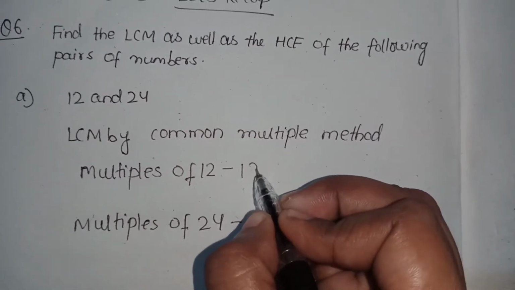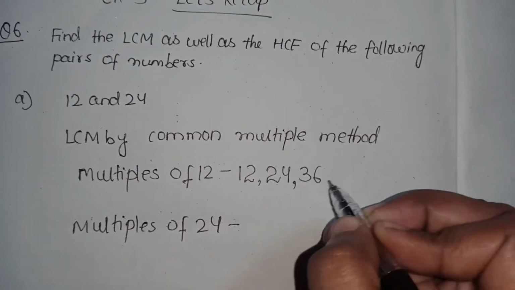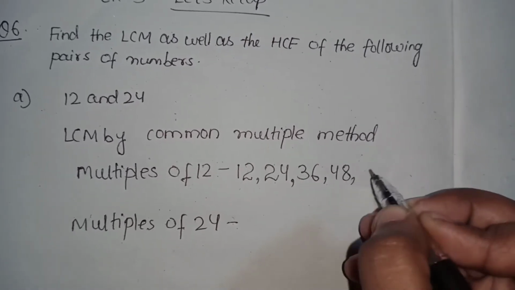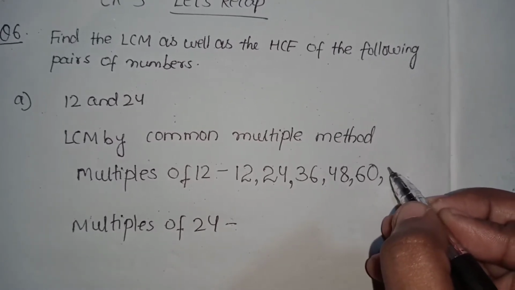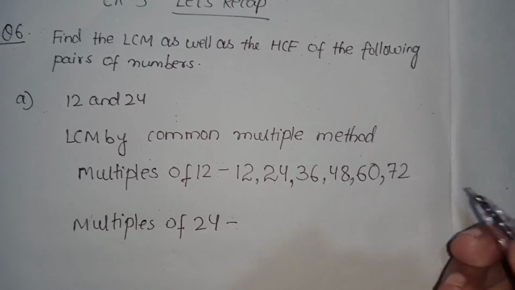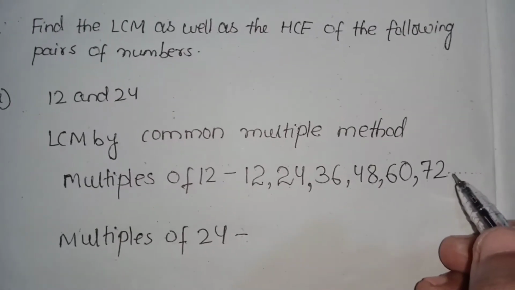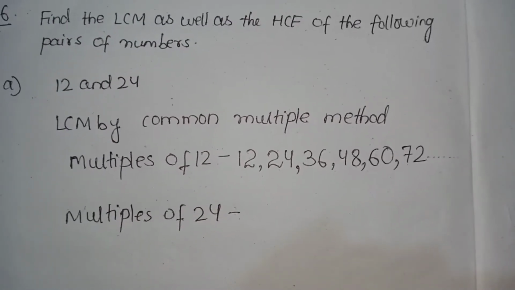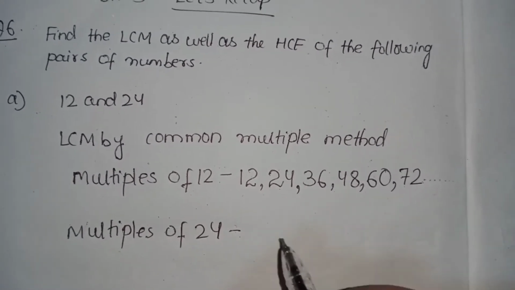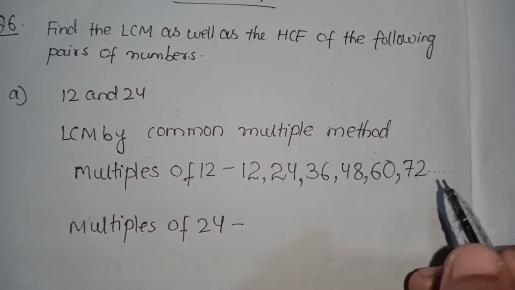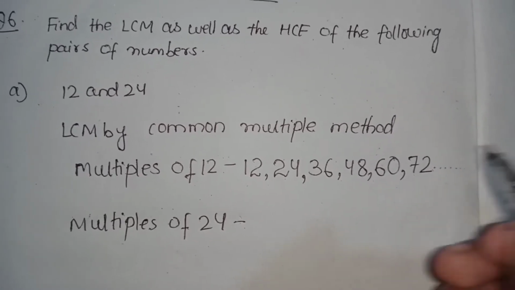So let's write: 12 ones are 12, 12 twos are 24, 12 threes are 36, 12 fours are 48, 12 fives are 60, 12 sixes are 72. Okay. So there are many multiples, and so on. There is no end for multiples. Why I have stopped here is that first we will write the multiples of 24 also and we will see whether any common multiple is there or not. If we do not get any common multiple, then we will write more multiples.